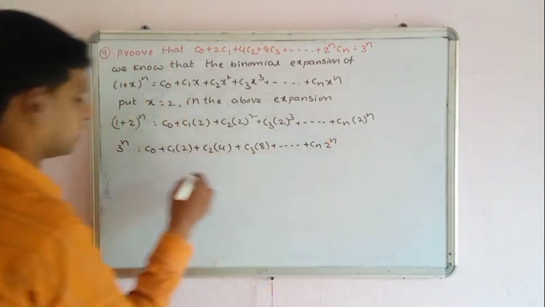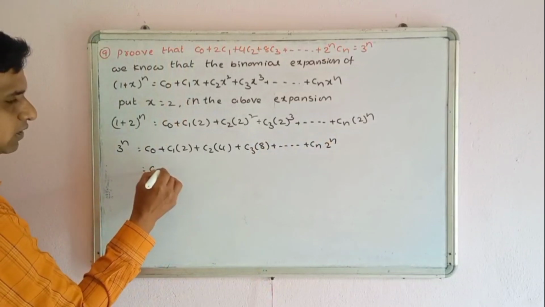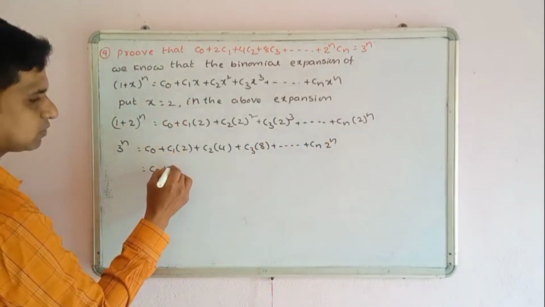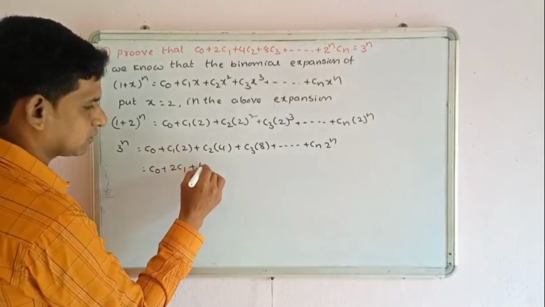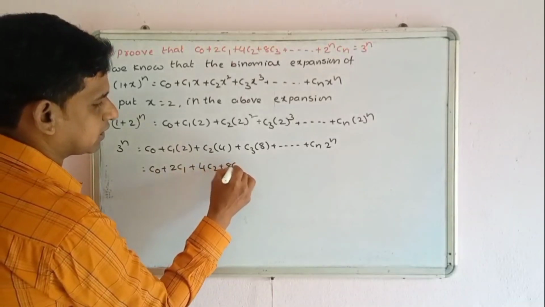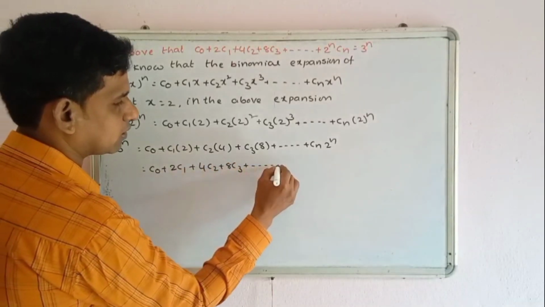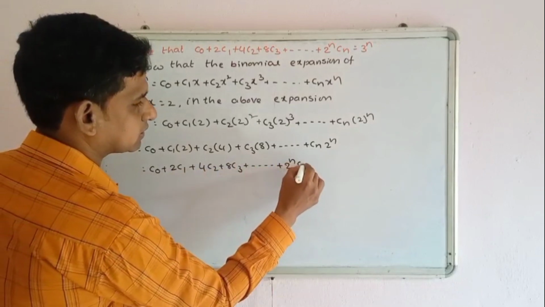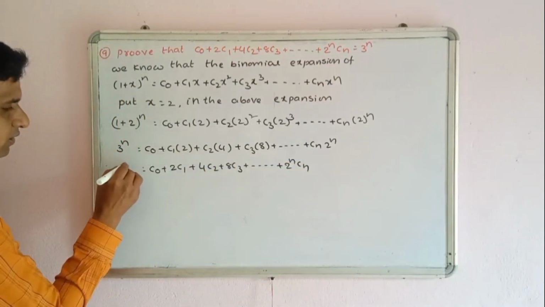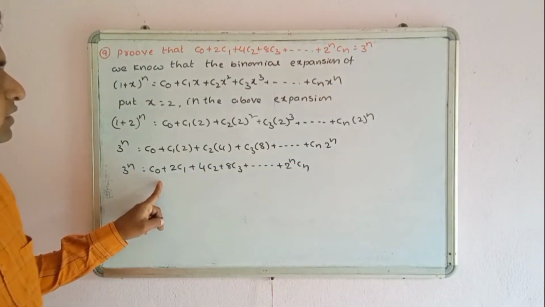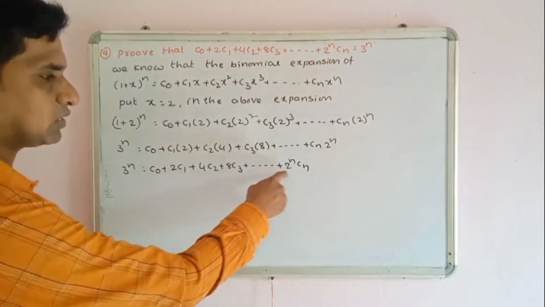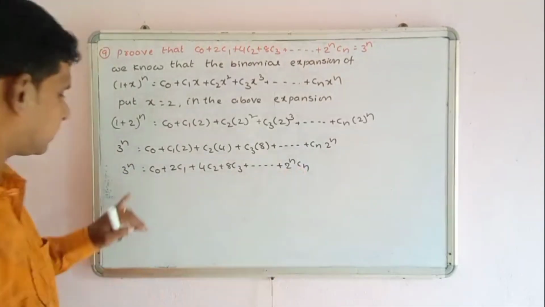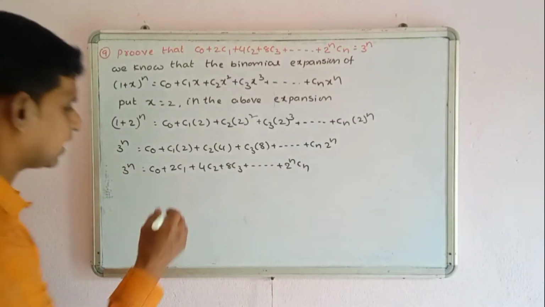2 power n. Write in a proper order. C0 plus C1 times 2 is 2C1 plus 4C2 plus 8C3 plus so on, 2 power n Cn. This equals 3 power n. So hence C0 plus 2C1 plus 4C2 plus 8C3 plus so on, 2 power n Cn equals 3 power n. Hence proved.